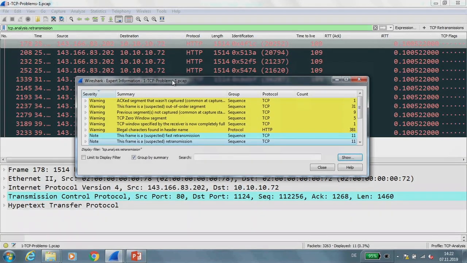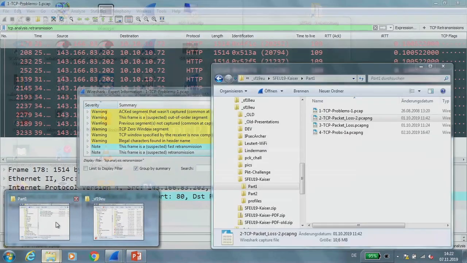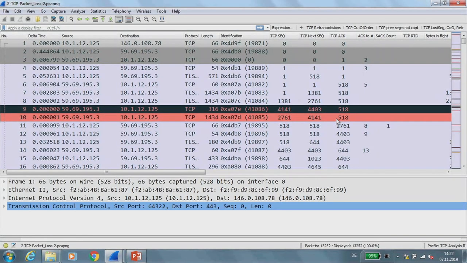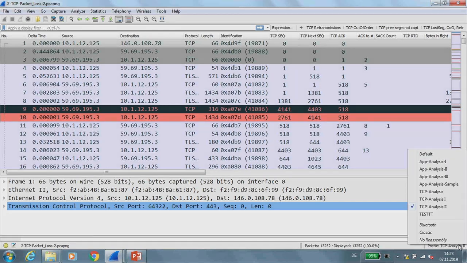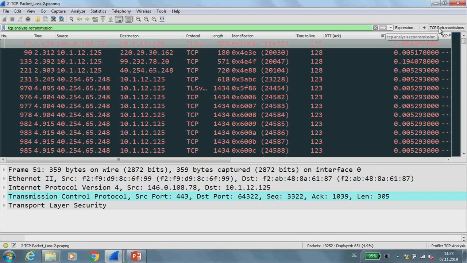What about the second trace? The second trace, I numbered them 1, 2, 3, 4, is packet underscore loss minus 2. We can take the same approach. I hit on retransmissions. What rate of retransmissions am I going to face? Is this a bit more? No. What about those 4%? Is this critical?